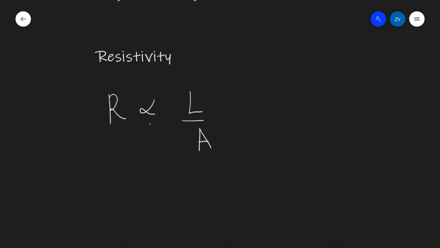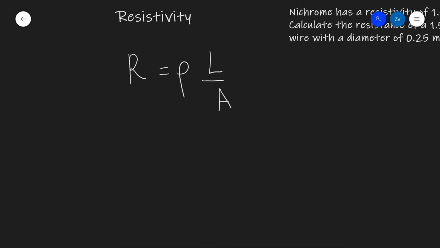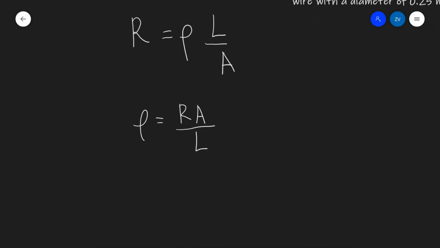Now the constant of proportionality, which links those three quantities together, is known as resistivity, and that's given the Greek letter rho. Now, what are the units of resistivity? Let's rearrange this equation for resistivity, and what we're going to get is that rho is equal to RA divided by L. So the units for resistivity: R is measured in ohms, A is measured in meters squared, and length is measured in meters. We can cancel those out, and what we're left with is that the units of resistivity are ohm meters.